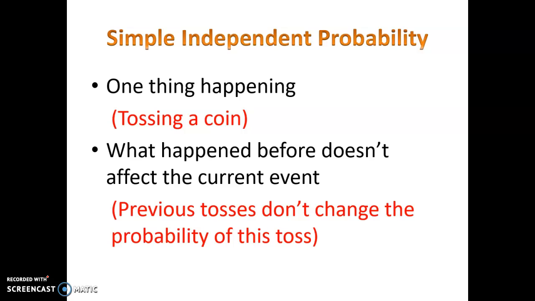There are a couple of different types of probability that we're going to talk about over the next couple of weeks. There's simple, complex, independent, dependent, theoretical, experimental. But today we're going to talk about the easiest probability to understand, and that is simple, independent probability. That's the probability of one thing happening. So you toss one coin. That's the simple part. And what happened before that moment has no effect on the possible results of this moment. So if I flip a coin and then I flip a coin again, that second flip isn't changed in any way by what happened the first time.